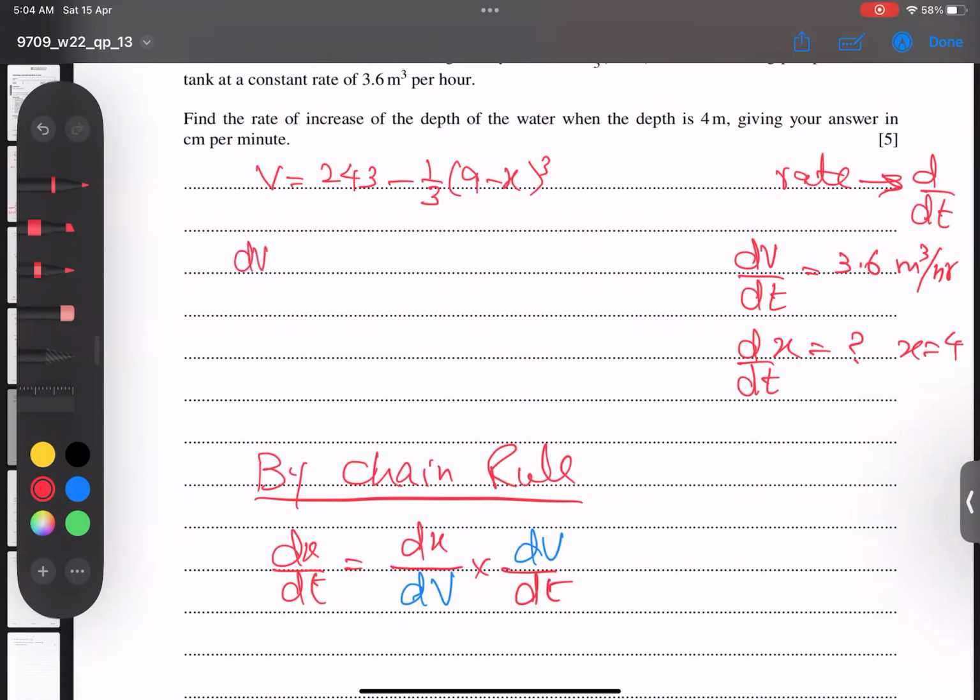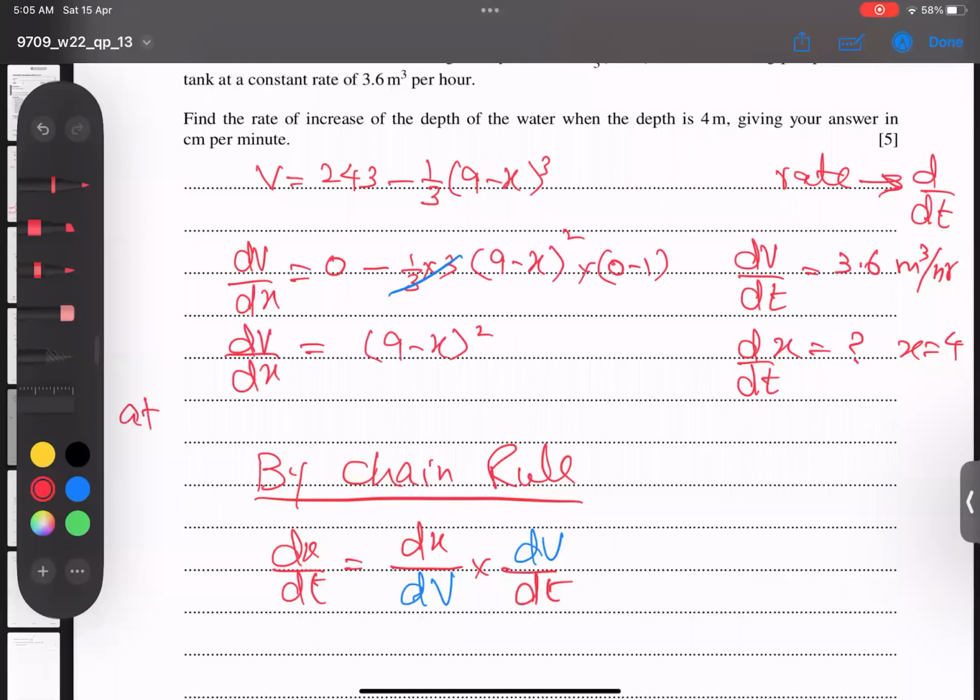So d volume by dx, I will differentiate. How come? This comes up and this variable goes down. There's a rule. So 243 is a constant and the derivative of a constant is 0. And this 3 comes down and multiplies the 1 by 3. It cancels out like this. The power becomes 1 less, and times the differentiation of the base. The base 9 has 0, and x becomes 1. So 0 minus 1, and minus into minus gives you positive. So in short, I get 9 minus x to power 2 as d volume by dx.